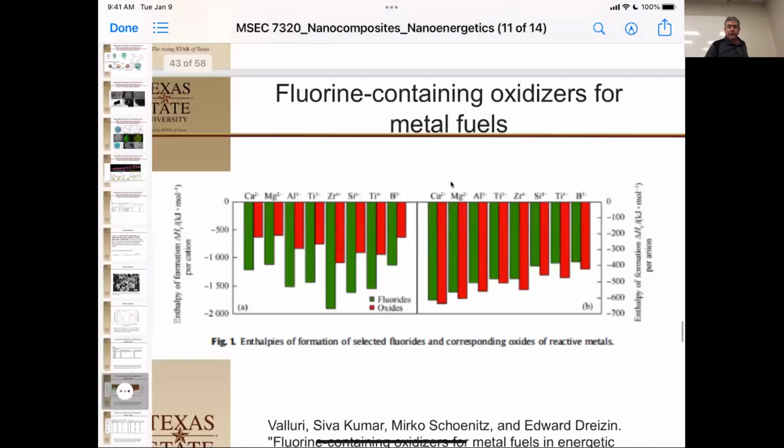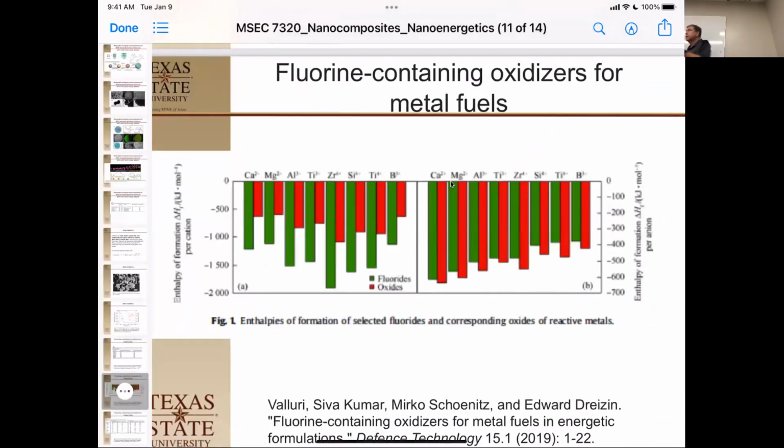Okay, so let's compare oxygen to fluorine. We got 2 minutes and I'll stop. In this case, we're looking at enthalpies, and the more negative, the better, because negative is going to give us heat released. Right here, if we look at these smaller ions, we can see that the fluorides have a much higher enthalpy of formation than the oxides, meaning they're going to give off a lot more heat when they form.